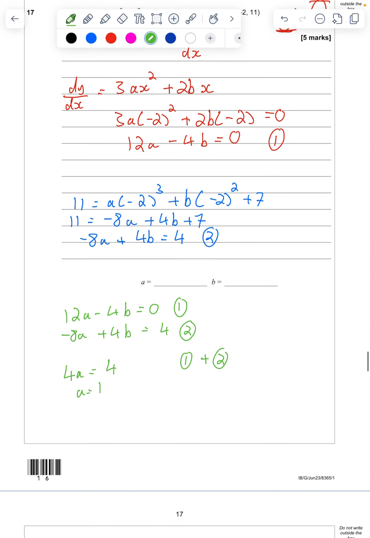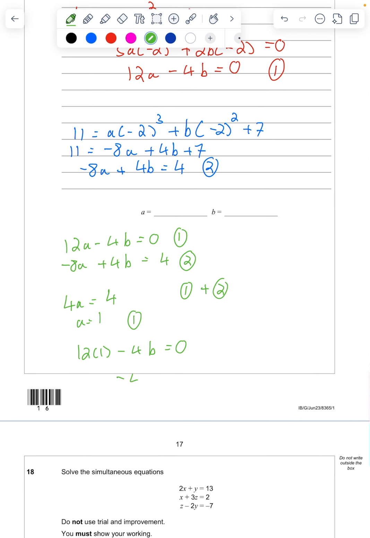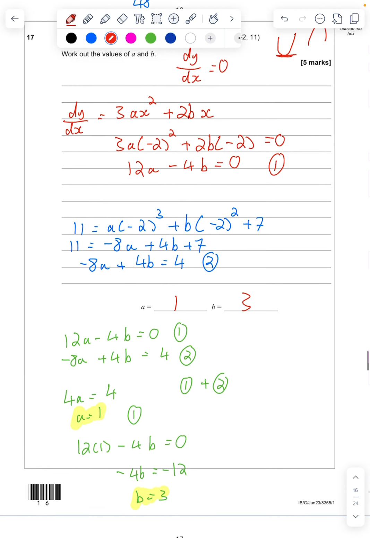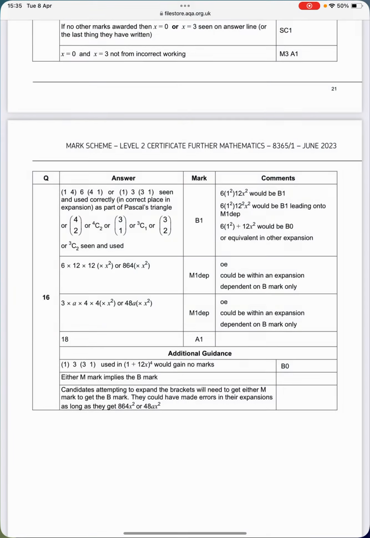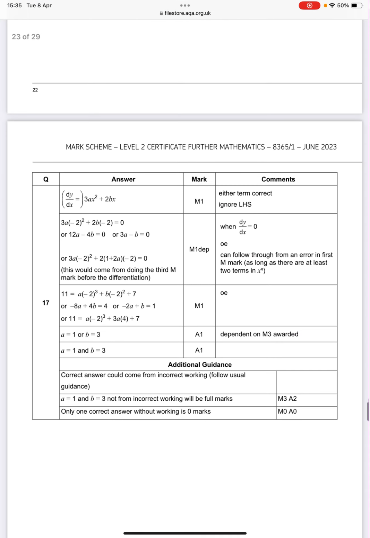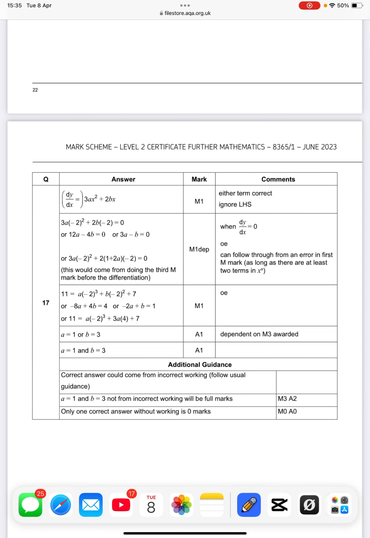And then to go and get b is put a back in, so put it back into equation 1 because why not? So 12 times by 1, take away 4b gives you 0. Therefore, minus 4b, take away that 12 will give you minus 12, so b must be equal to 3, I think. So a must be 1 and b must be 3, unless I've made a mistake. So question 17, a is 1, b is 3. Okay, good.